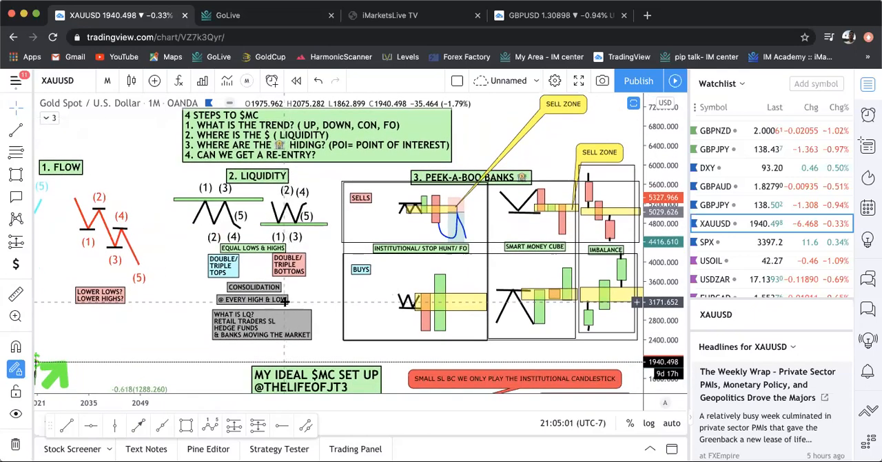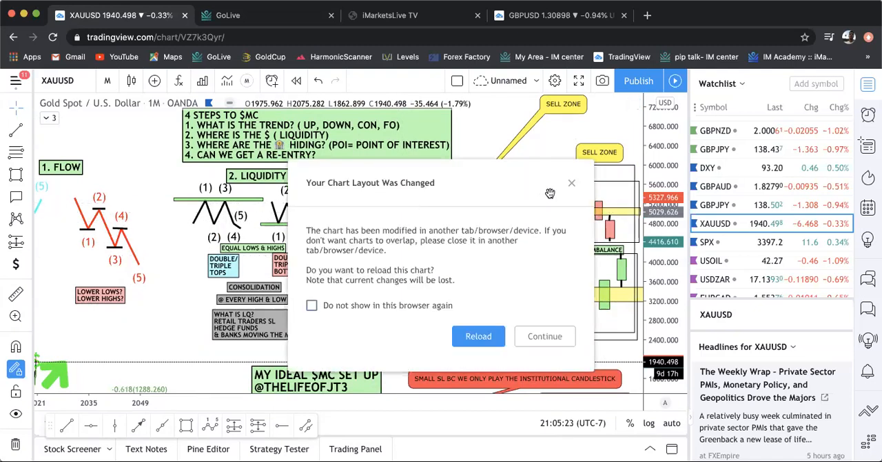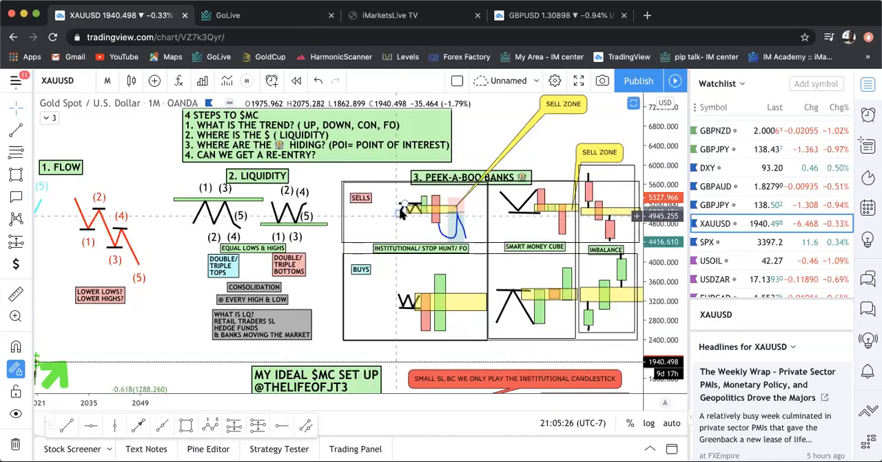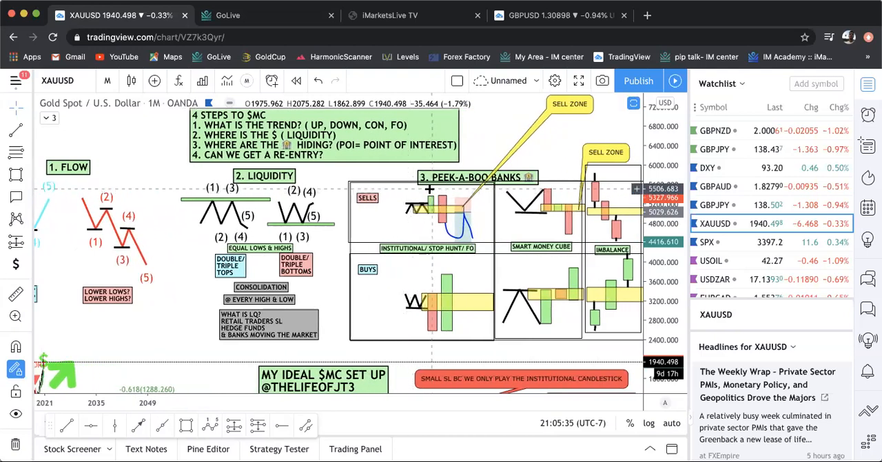Now, step number 3, where are the banks hiding? We're playing peekaboo with the banks. We have 3 different candlestick patterns that we look for. The first one is the institutional / stop hunt / fake out. For our sell, we want price to come up and create some equal highs, and then push up and break those equal highs. Once price breaks those equal highs and then pushes extremely back down, we know the banks are in the game.